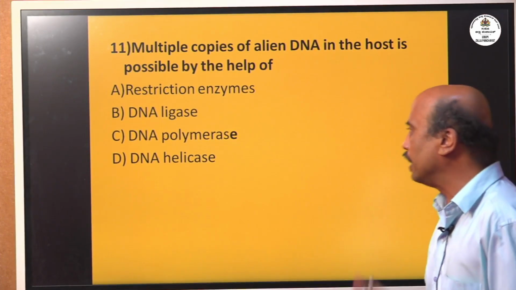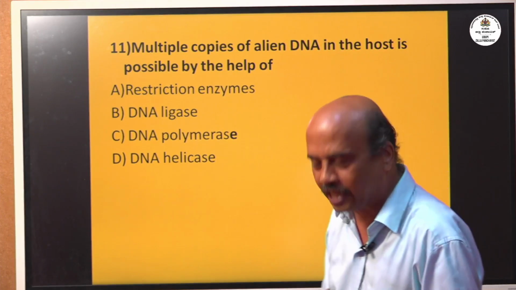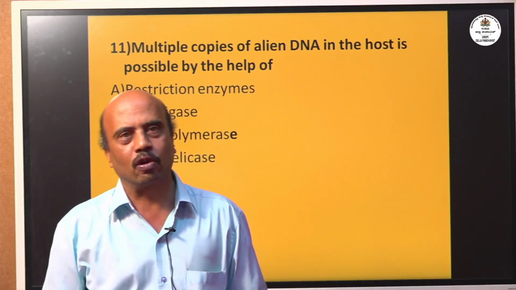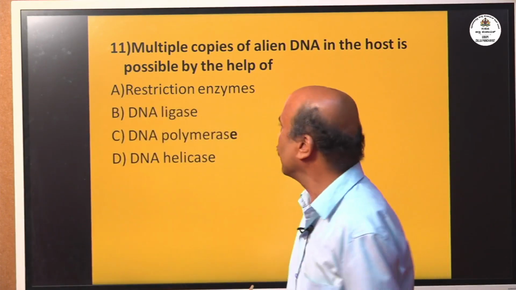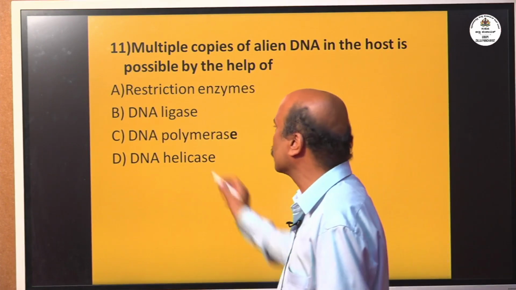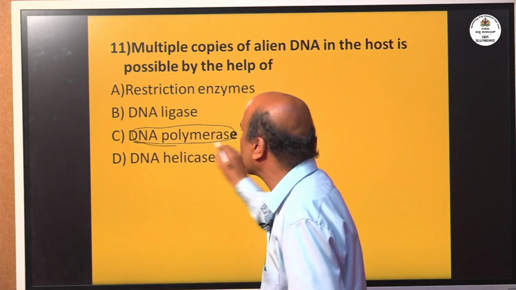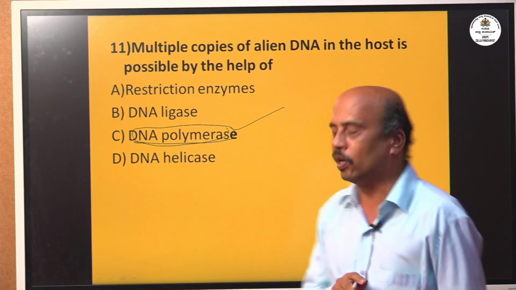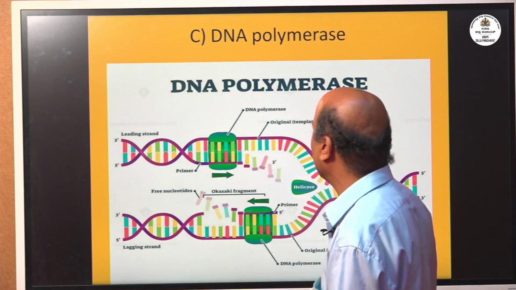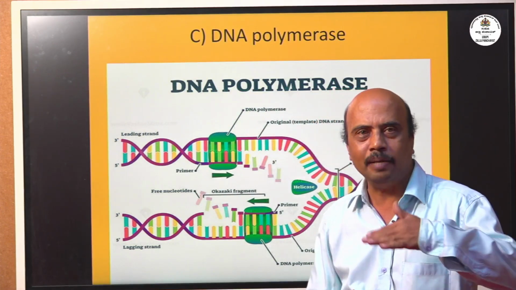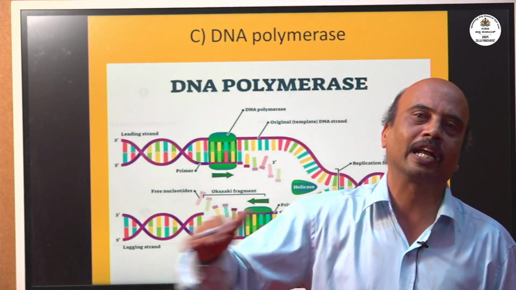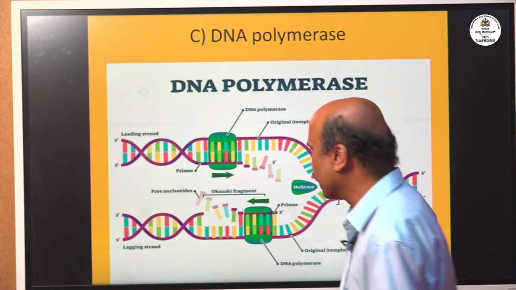DNA polymerase and DNA helicases. You know, DNA helicase is the enzyme that is used to separate the DNA strands when DNA undergoes replication. But the question here is, the multiple copies of the DNA in the host are made possible by the DNA polymerase enzyme. That is the correct answer. DNA polymerase enzyme adds free nucleotides against the template. That is called polymerization, by forming phosphodiester bonds.